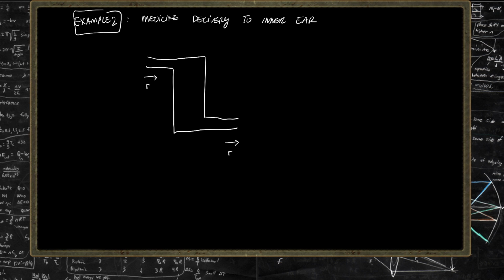So the question is, if we're going to deliver medicine to the inner ear, we need something that models the amount of medicine at any given point. Well, we can be certain of how much is going in to the ear. We'll call that A1 in micrograms.